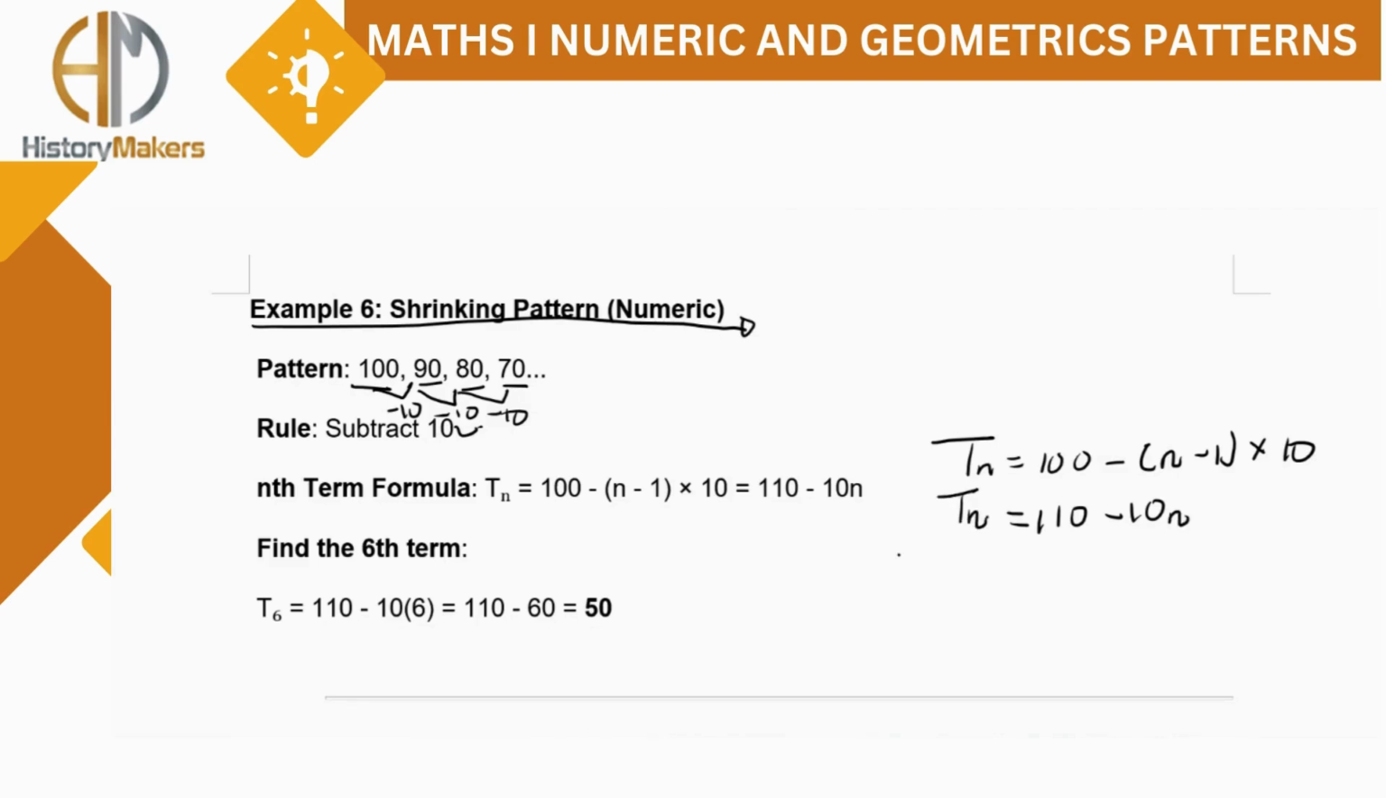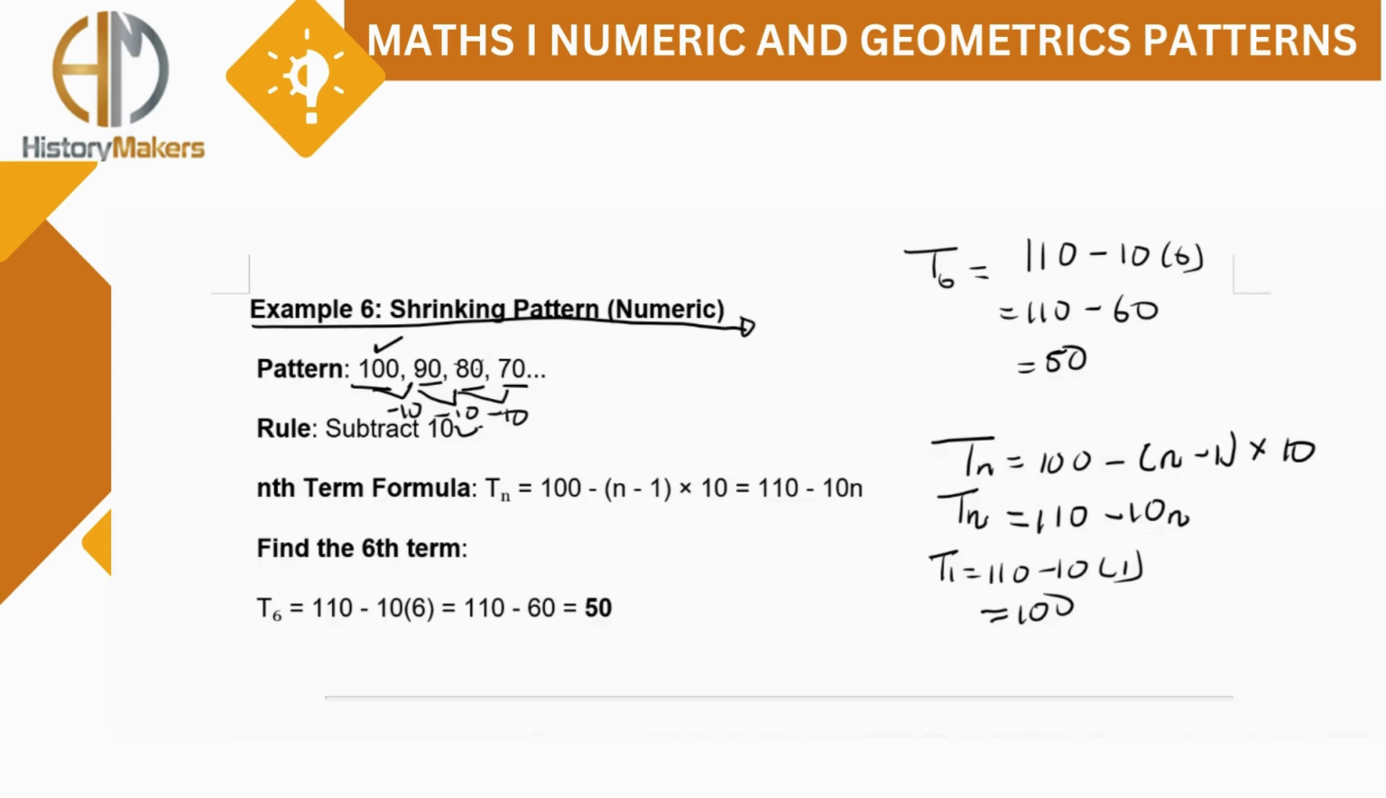So we can test this like we always did and say T1 is equal to 110 minus 10 into 1, we will have 100, which is our first term. If we test with our second term and our third term, we will find 90 and 80. Now they asked us to find term number 6. Term number 6 is going to be equal to 110 minus 10 into 6, which is 110 minus 60, which is equal to 50.